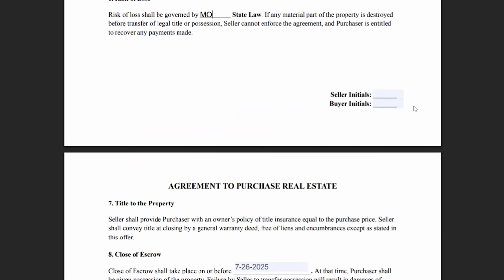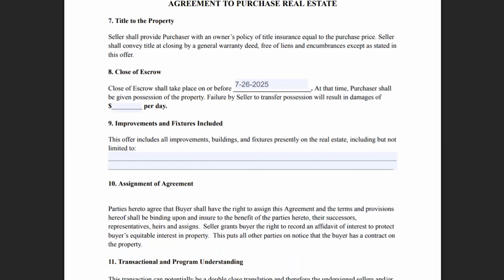Once you get this signed, you're going to have them either sign it digitally, which is what I suggest, or, unless you're meeting with the people, build the contract out ahead of time, except for things like purchase price, and then have them sign and initial on the spot. Title of the property. Seller shall provide purchaser with an owner's title policy, title insurance equal to the purchase price.